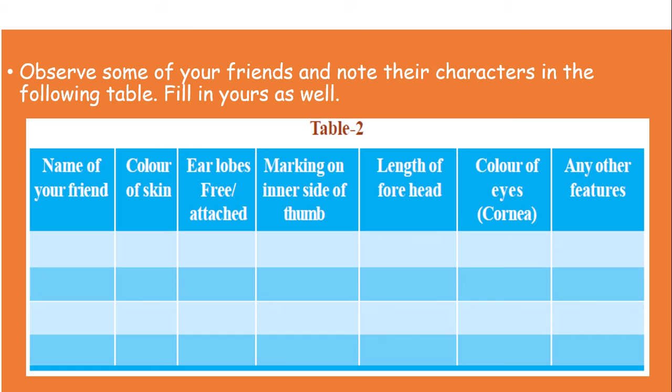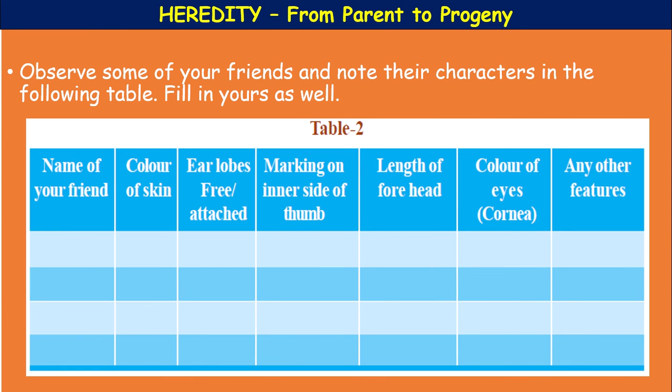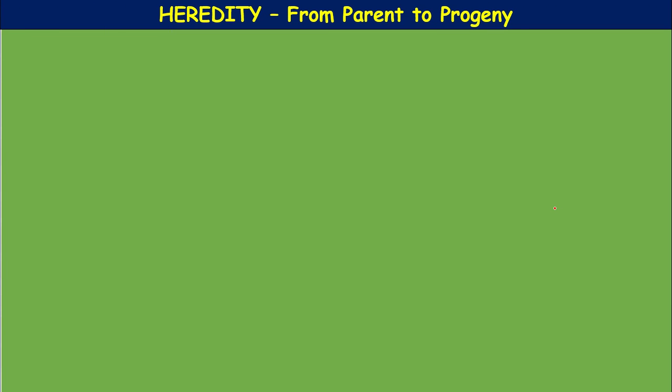Observe some of your friends and note their characters in the following table. Fill in yours as well. You have to fill it. Name of your friend, the color of skin, earlobe, whether it is free or attached, marking on the inner side of the thumb, then length of forehead. With the help of a scale you can measure it. The color of eyes, cornea, and any other features which are identifiable, which are new, which are different. Those features you identify and mention. All these columns you have to fill. So this is another activity you need to perform.